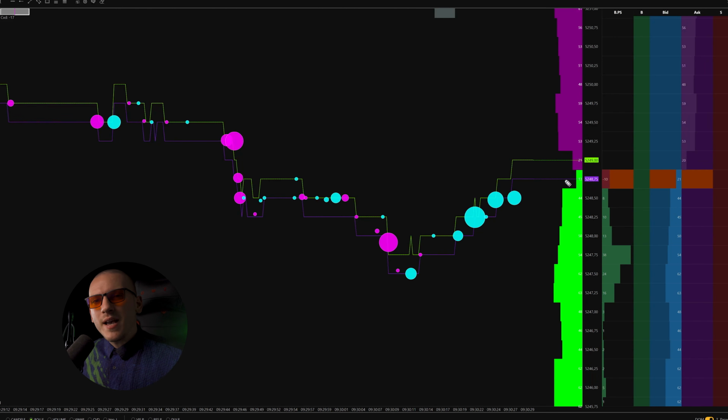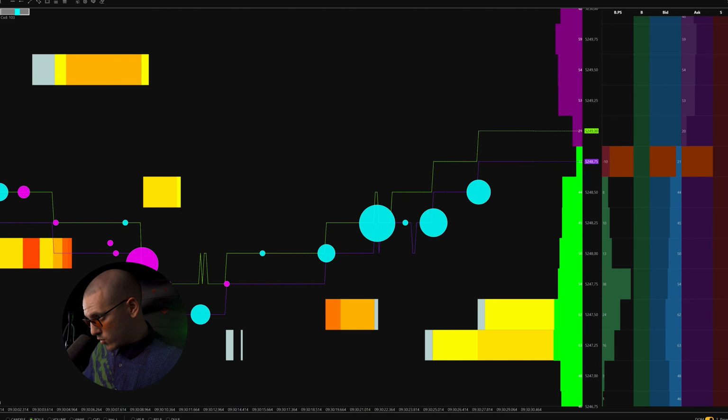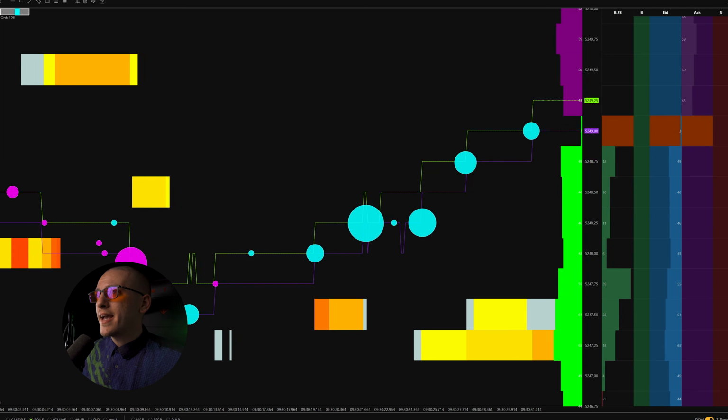So these are the best prices where you can be executed. If you say buy a contract market right now, you will be executed here. If you sell market right now, you will be executed here. Now let's zoom in a little bit more and watch actual market mechanics in action.